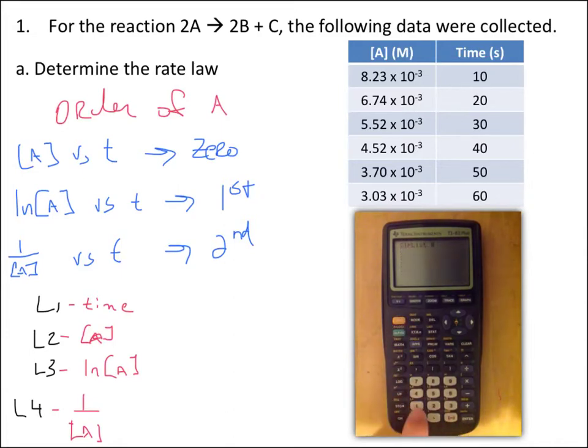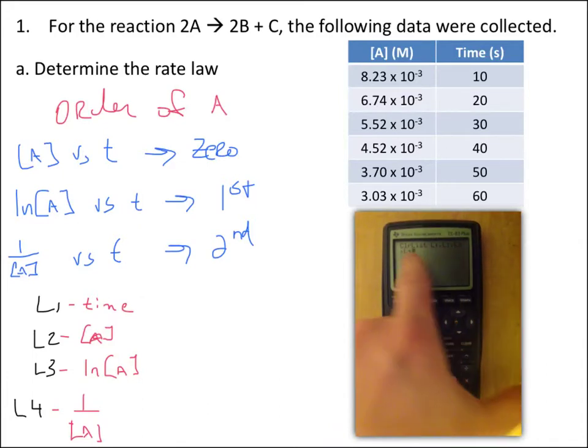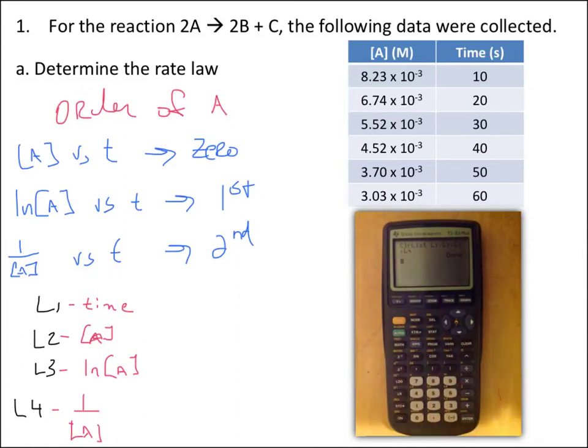And then I'm going to start putting these in here. So L1, and then I'm going to hit the comma, which is right above 7, and then L2, and then comma again, and then L3, and then comma again, and then L4. And so I've got all my lists separated by commas, and all I do is hit enter, and notice how it says done. So now I have cleared my lists.